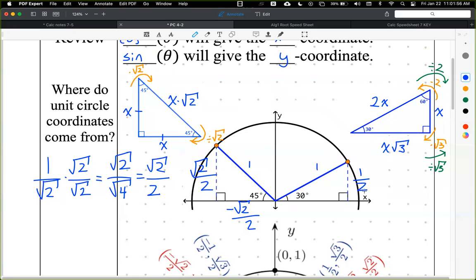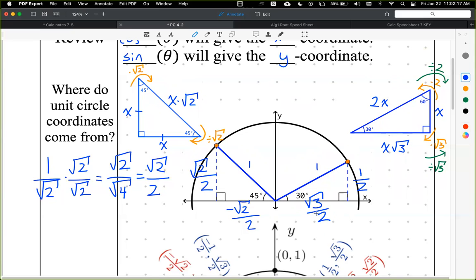Let's do 1/2 too. Okay, how do I get from this short leg of the 30, 60, 90 to this long leg? It's this orange step. I multiply by square root of 3. I multiply this 1/2 by square root of 3, and that's going to be the square root of 3 over 2.